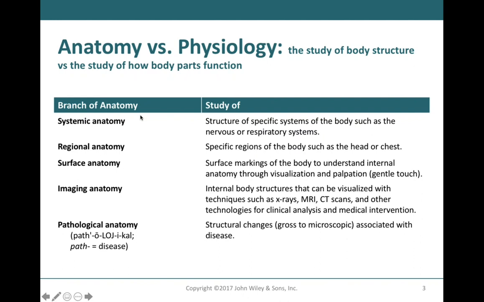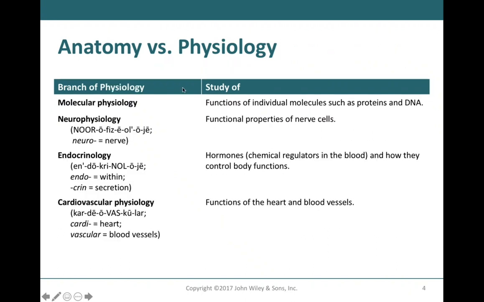So this is where you might get your cardiologist that's going to study the cardiovascular system, or you might have your pulmonologist that will study the lungs and so forth. Regional anatomy is going to focus on a particular region of the body, such as, of course, the head, chest, arms, legs, and so forth.